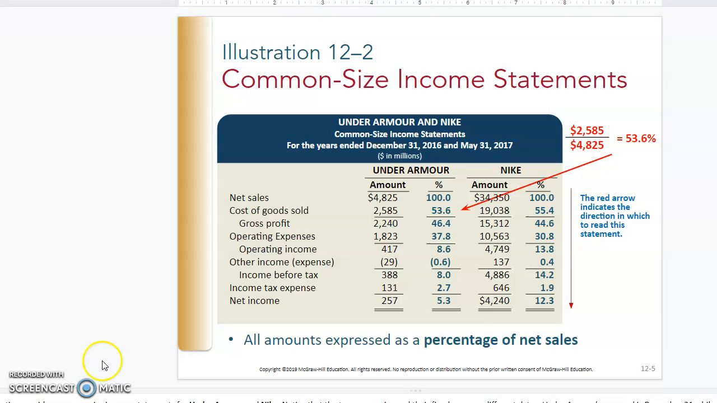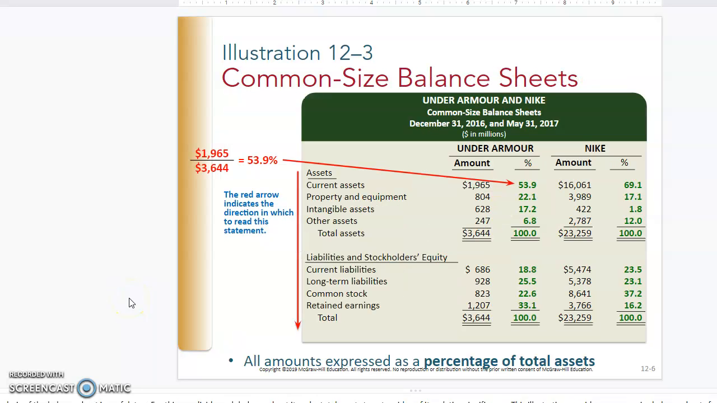All right, I'm also going to talk about common size balance sheet. A common size balance sheet, 100% is going to be total assets and total liabilities and stockholders' equity, which are the same amount. Okay, so we're going to take every line item that is not in the total and divide it by that total amount to get percentages again.